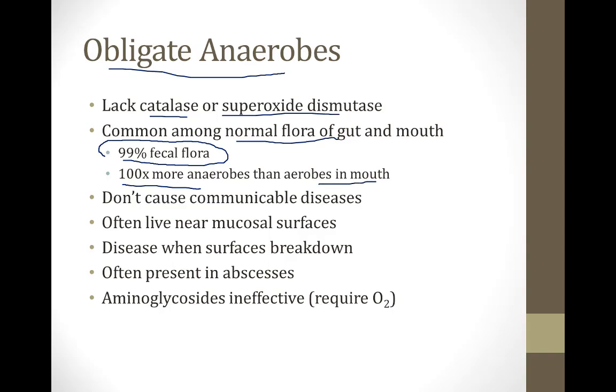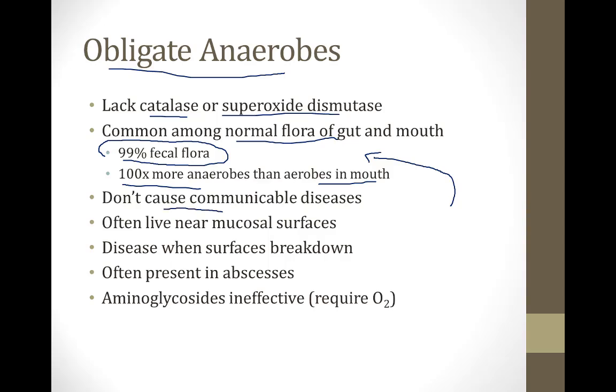This is sometimes a point of confusion for students because you may say, wait a second, there's a lot of oxygen present in the mouth. Why are these bacteria able to live there if they're obligate anaerobes? But you have to remember that the mucosa of the mouth and the GI tract is a very complicated area, and there are pockets where there is no oxygen, and that's where these bacteria can live.